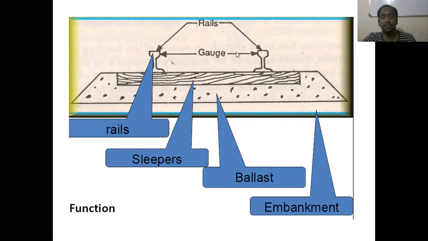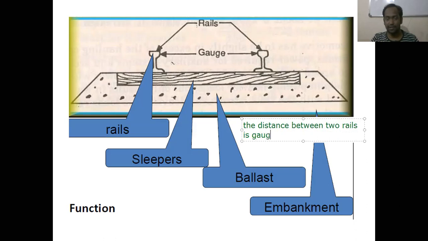Okay, now here you can see that the distance between two rails is the gauge distance. Okay, now you can remember this point.